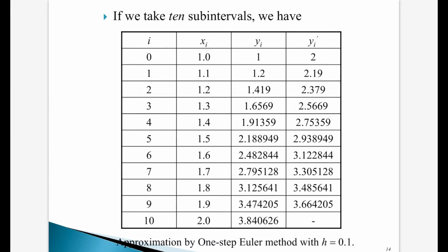So you just use the same formula like the previous example. But with 10 subintervals, your h will be 0.1. This is your answer. This is your numerical solution of the ODE.